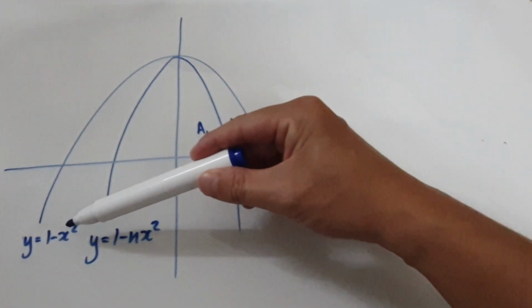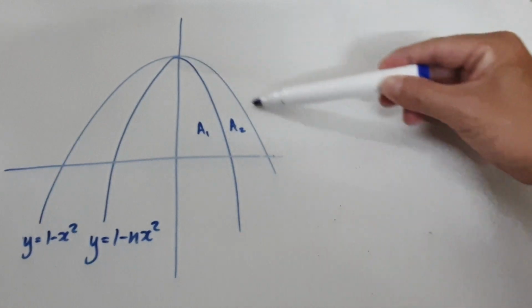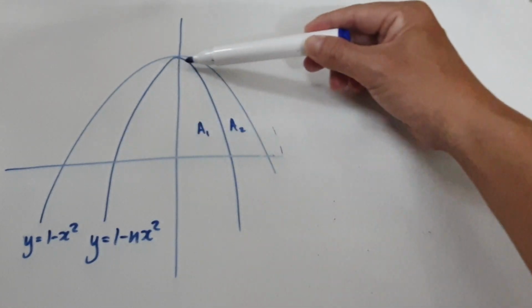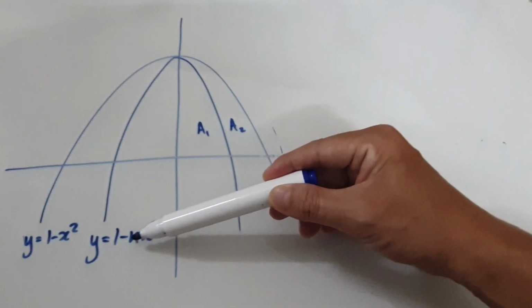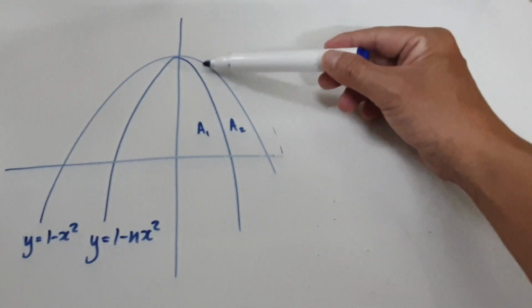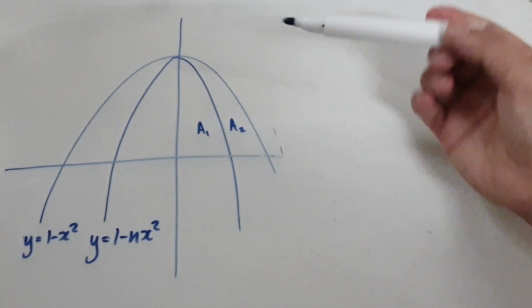y equals 1 minus x squared looks like this, and y equals 1 minus nx squared looks like this. So find the value of n, the constant n, for which the area of A1 equals the area of A2.